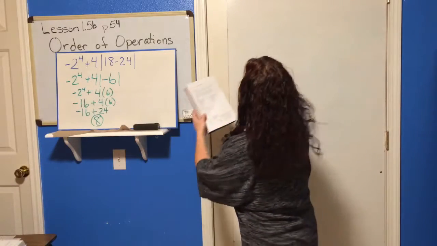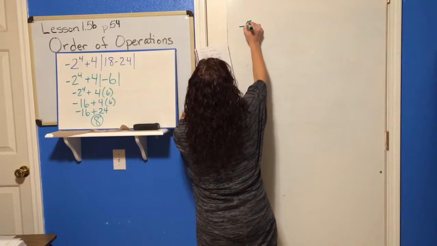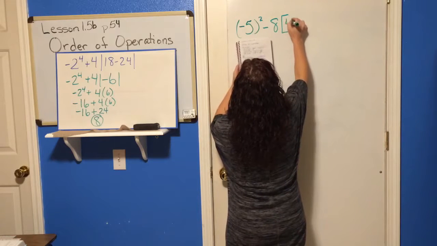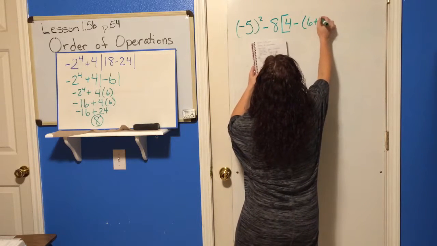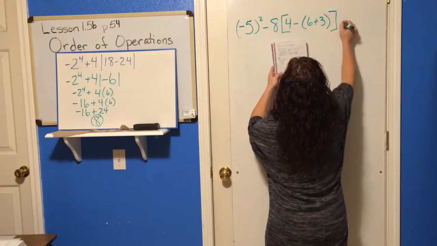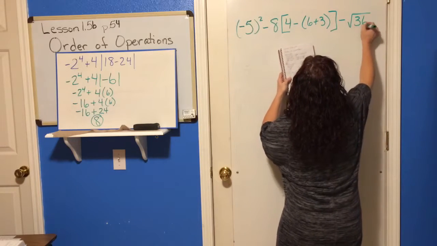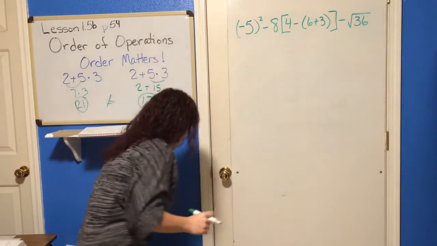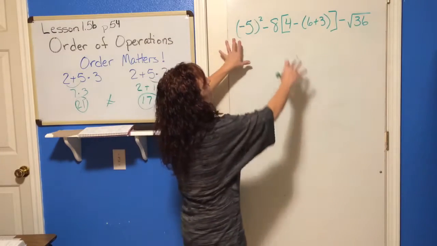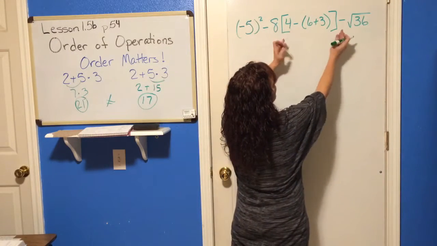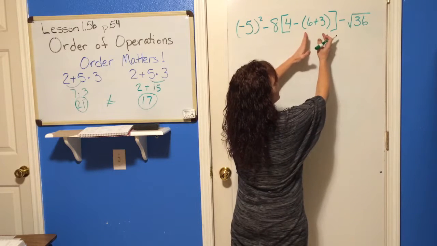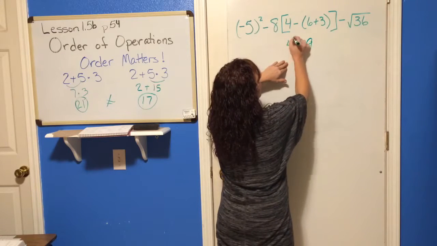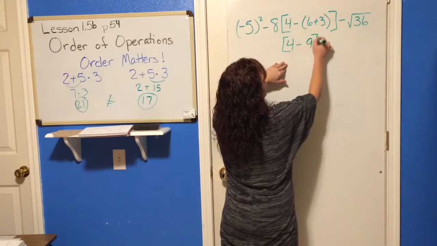All right, another example. Negative 5 squared, quantity squared, minus 8 times the quantity 4 minus the quantity of 6 plus 3. Now we're getting into some parentheses. All right, so now you're going to go parentheses from inside to outside. So we see lots of parentheses. We've got brackets and we've got parentheses inside those. So do what's inside here first. The 6 plus 3 is 9. So now we have 4 minus 9 inside these brackets.